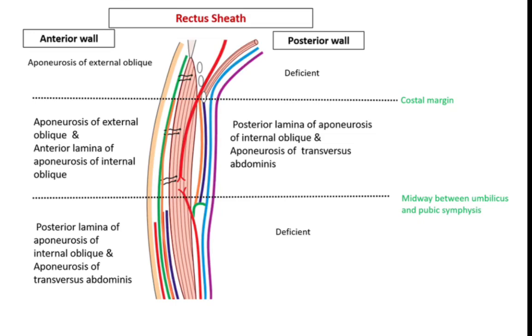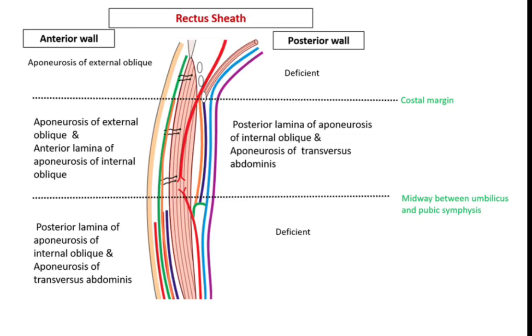In the same way, if you see below, posteriorly this line is ending at this green colored arc, which is called the arcuate line, and below that no internal oblique is extending. But anteriorly, below the umbilicus, this orange colored line, which is the internal oblique aponeurosis, is extending anteriorly, but posteriorly it is not present. Okay, so this is the extension of the internal oblique aponeurosis.